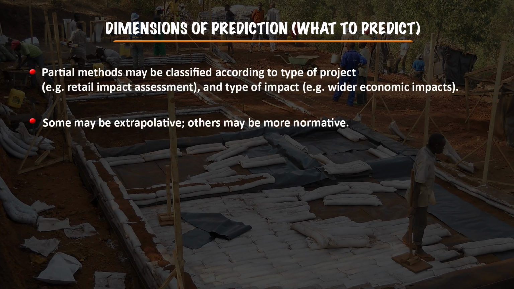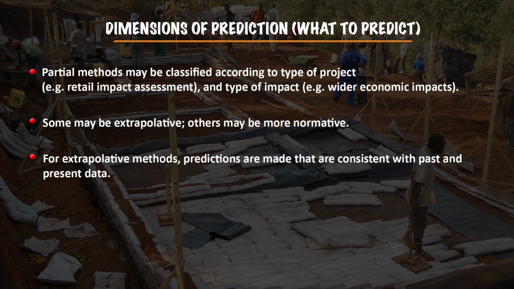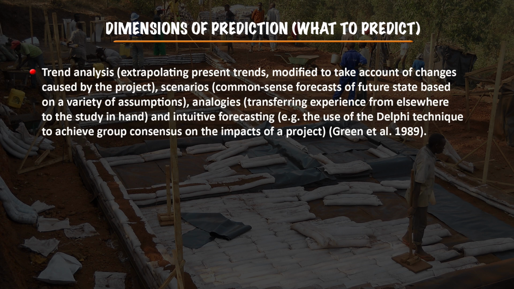may be more normative. For extrapolative methods, predictions are made that are consistent with past and present data. Extrapolative methods include trend analysis, also modified to take account of changes that are caused by the project, and scenarios, that is a common sense forecast of future state based on a variety of assumptions, and of course analogies, that is transferring experience from elsewhere to the study in hand, and intuitive forecasting. So these are some of the factors which can be identified.